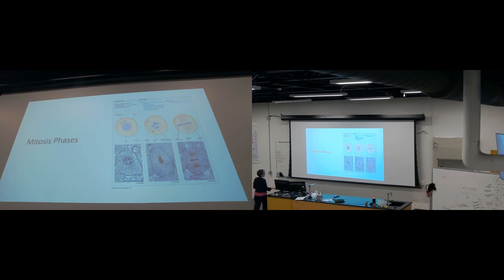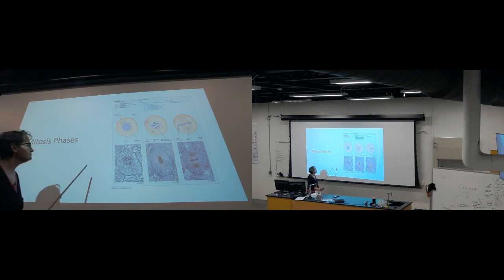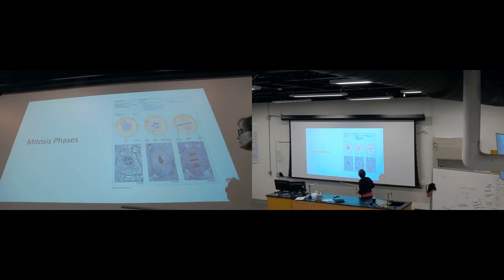So this is the microscopic view of these phases. This is interphase. In interphase, your chromosomes are not visible. This is the nucleus of the cell. This is the cytoplasm. This is the plasma membrane. In prophase, these chromosomes start condensing, so you have them visible. Chromosomes have arms. These are the arms of the chromosomes. They have a central part that is called the centromere.